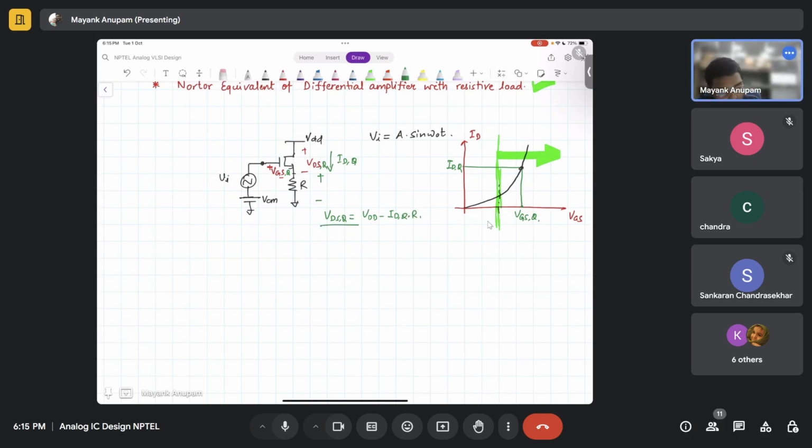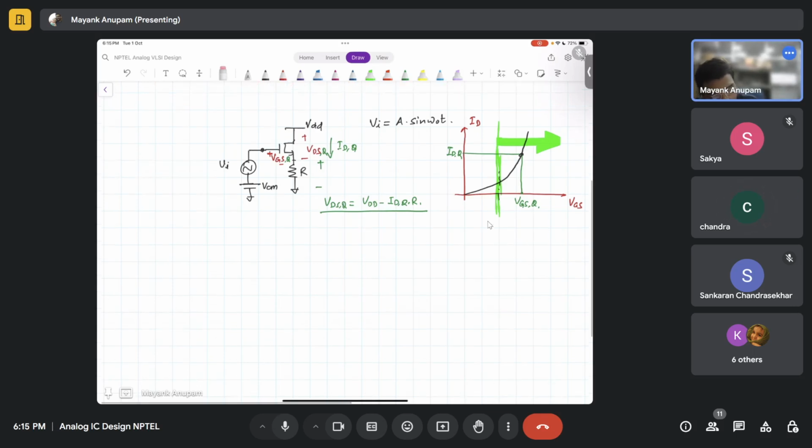Now you have to ask the following question: let me increase the bias. The bias remains constant, right? Now you have applied a signal here. This signal is sinusoidal. If you try to visualize it around this point, the net voltage that you will see here will be what? VGS plus this small Vi, right?